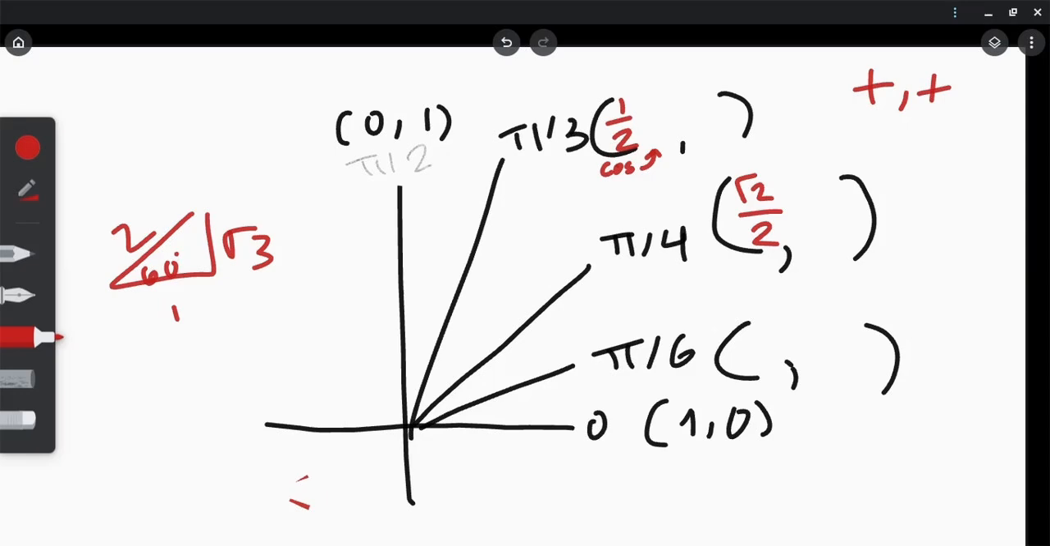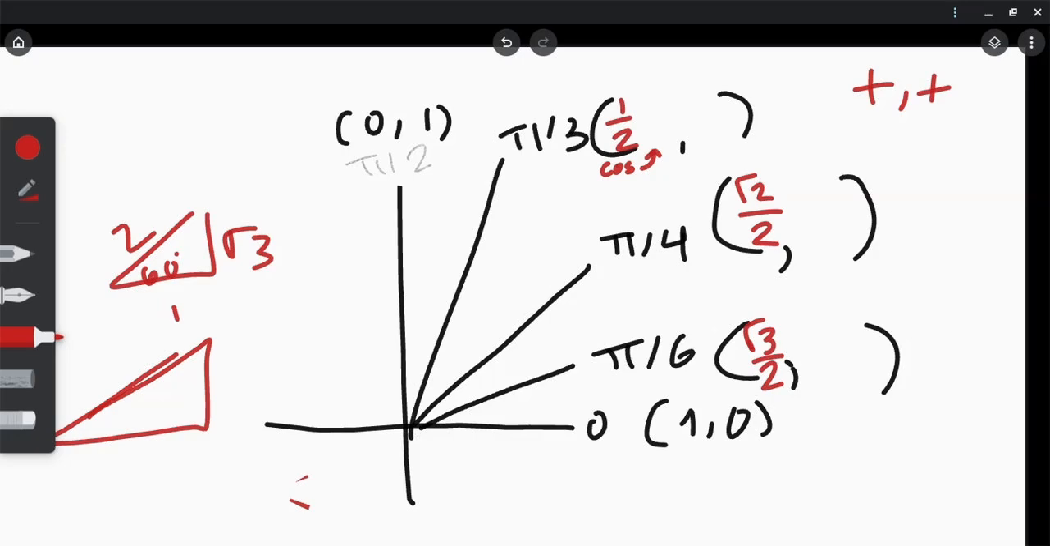So what's cosine at pi over 6? Now notice this pattern. It's 1 over 2, square root of 2 over 2. What will be cosine at pi over 6? It's the square root of 3 over 2. Why?